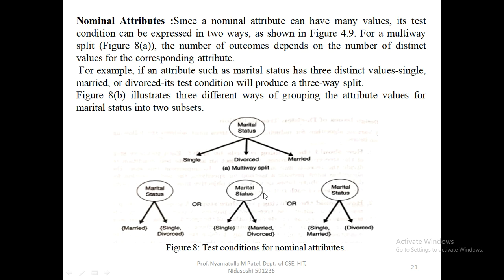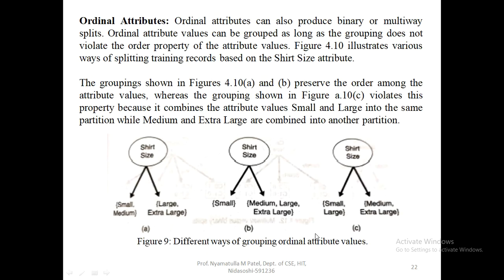So, this is a multi-way split: three different conditions, instead of testing for the three different conditions single, married or divorced. Any two of these can be combined. For example, in this case single and divorced are combined, here married and divorced are combined, and here single and married are combined. Now, coming to the ordinal attributes. Ordinal attributes can produce a binary value.